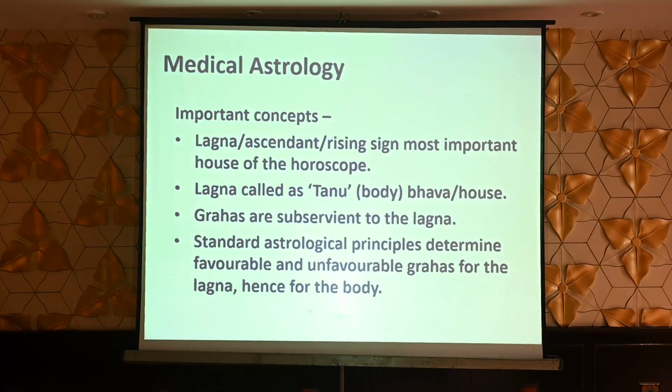And as I said, standard astrological principles determine favorable and unfavorable grahas for the Lagna, hence the body. So if something is good for the Lagna, it is good for the body and good for health. So you have to find out the planet which is not good for the Lagna. So if that planet is having its operational period or dasha, then that could be an adverse period for health.